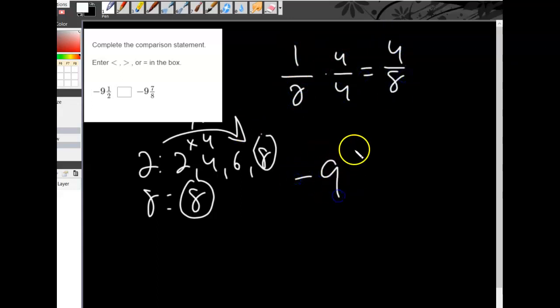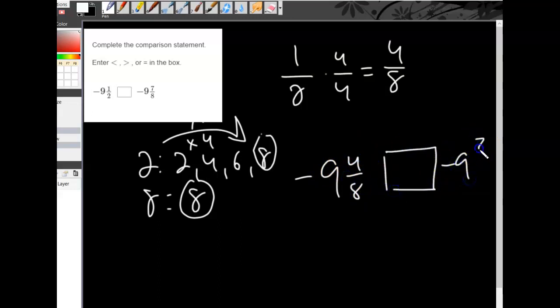Now I can rewrite this whole thing. I get -9 and 1/2. Is that greater than or less than? I'm sorry, I meant to write 4/8. -9 and 4/8 instead of 1/2, and -9 and 7/8.